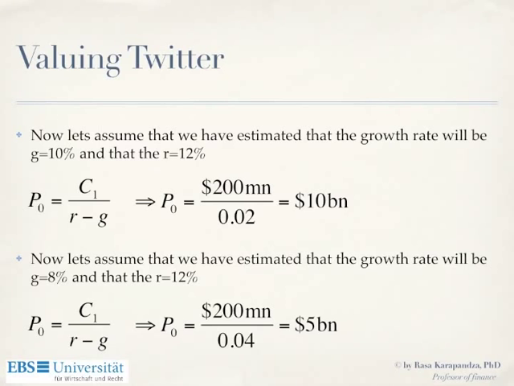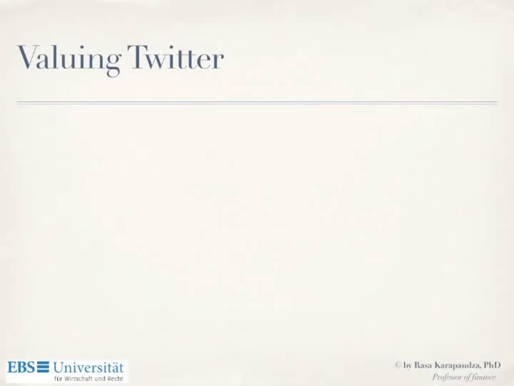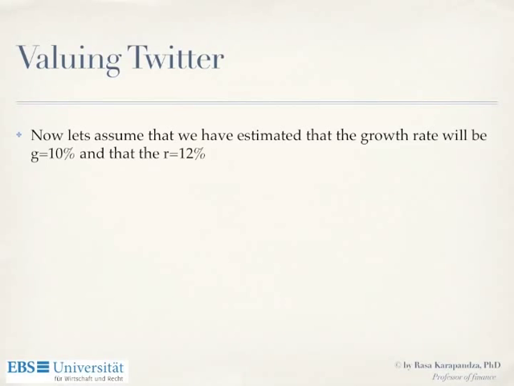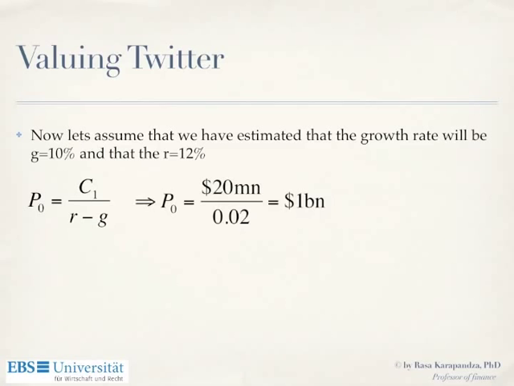Let's push this example even further. I mean, this is not 200 million. Probably it could easily be that this is 20 million, that next year 20 million is what they're gonna get, because this year they had zero, and 20 million is much closer to zero than to 200 million. So let's say that he missed this thing. Then he would end up with the estimate of 1 billion. You see how sensitive this equation is when R is close to G? It's very sensitive. He missed the estimate of the company tenfold.